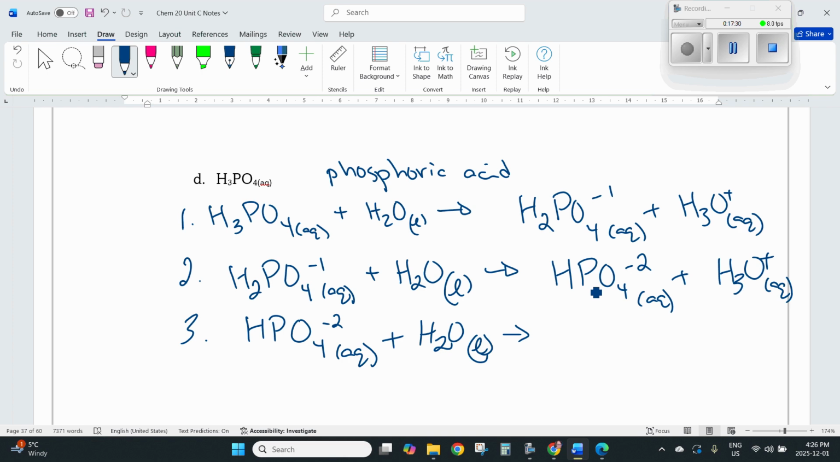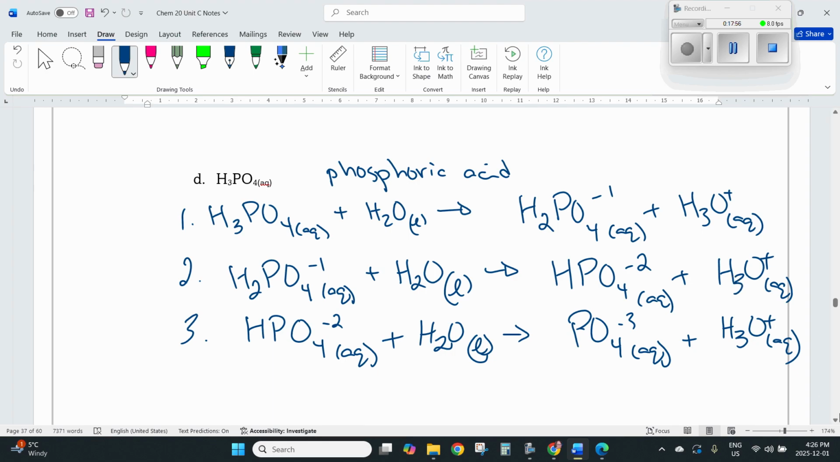Okay, so remember we have to make a hydronium ion. The only way to do that is to get rid of all of my hydrogen ions from my acid-forming substances, and I get PO4, which is your phosphate molecule, and another hydronium ion.